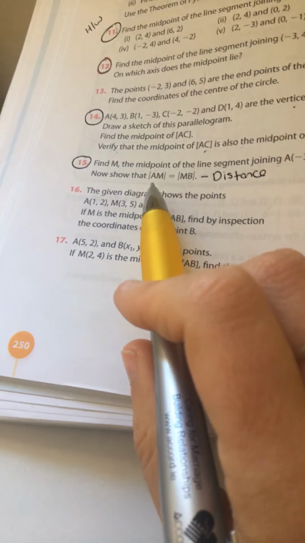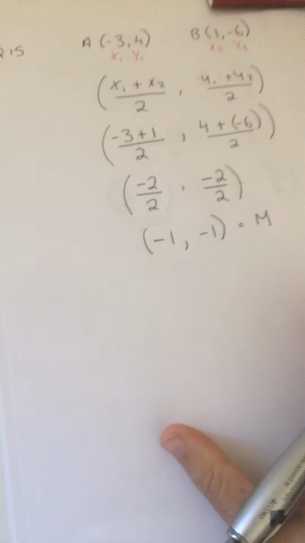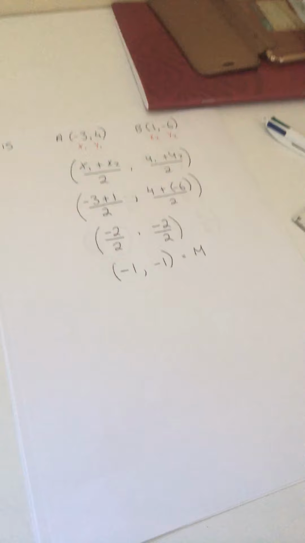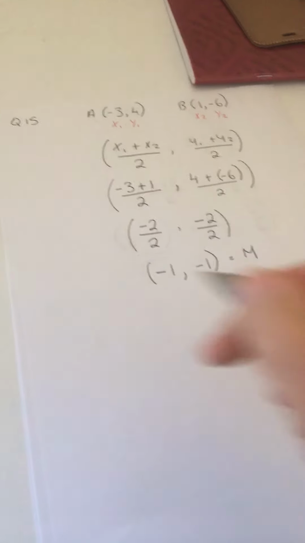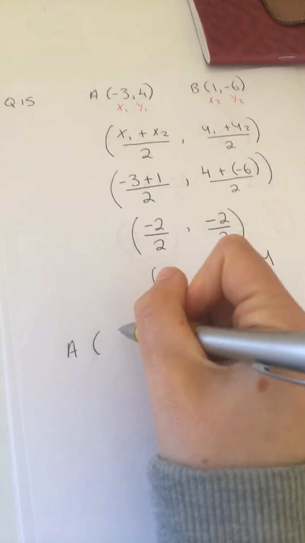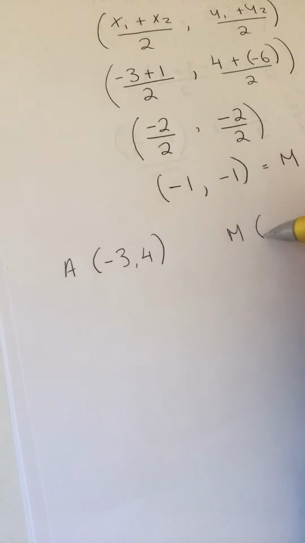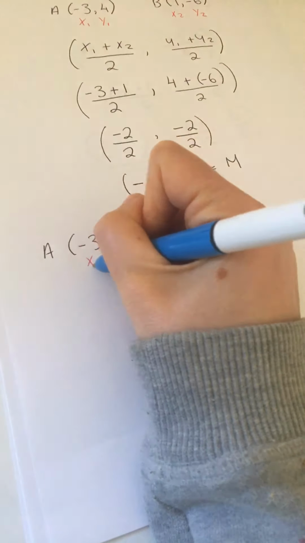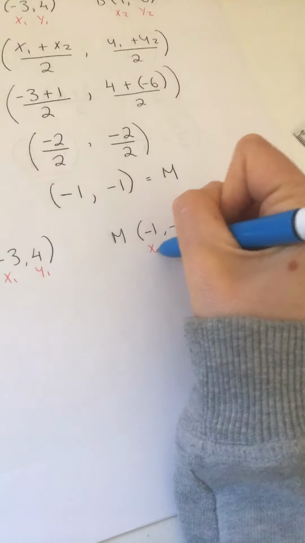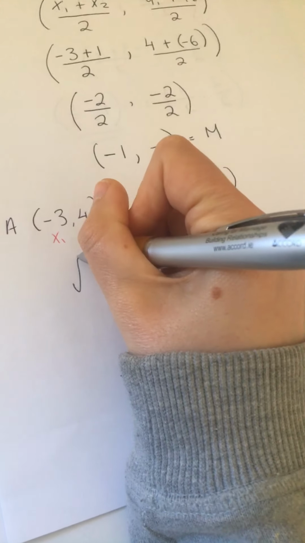Now, they want you to show that the distance from A to M is the same as the distance from M to B. So we need to go back to using our distance formula. Now, this will happen quite a lot. They'll mix up the formulas, so you need to get used to using different formulas in one question. So we'll do A to M first. So A is minus 3, 4. M is minus 1, minus 1. Labels, x1, y1, x2, y2. And if you need to check back in your book for the distance formula, that is fine.